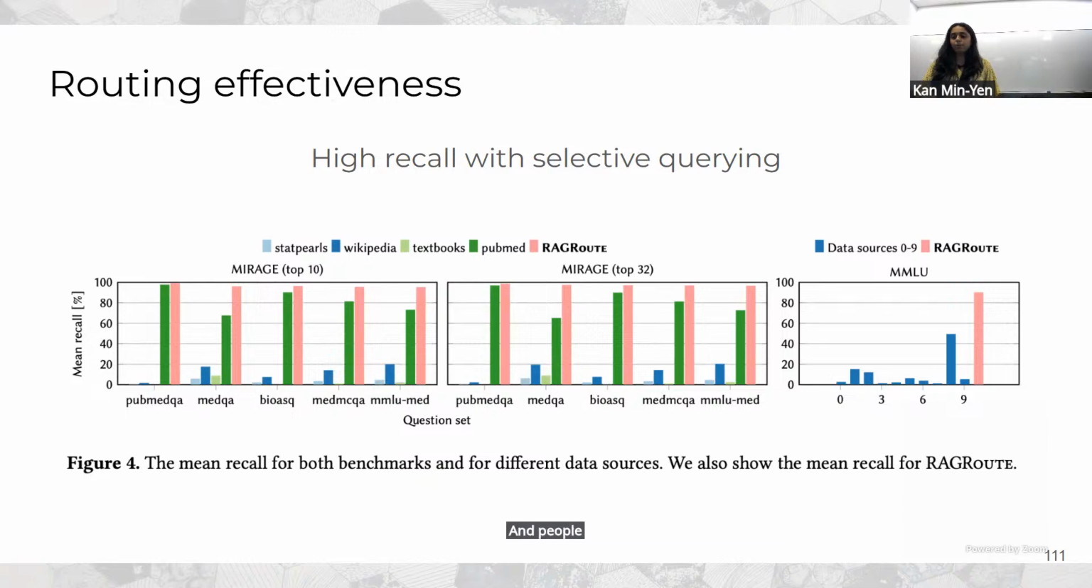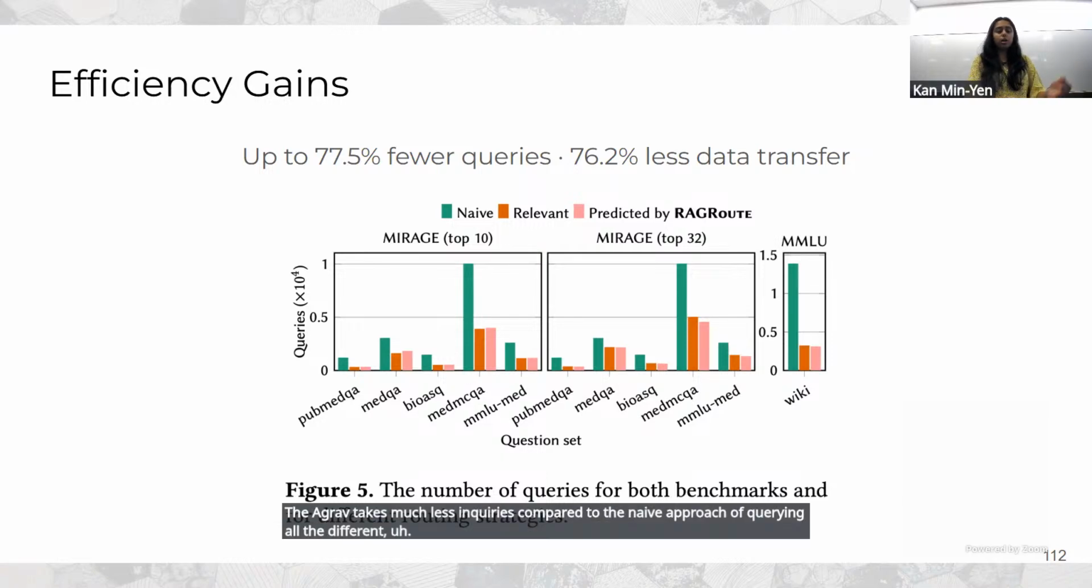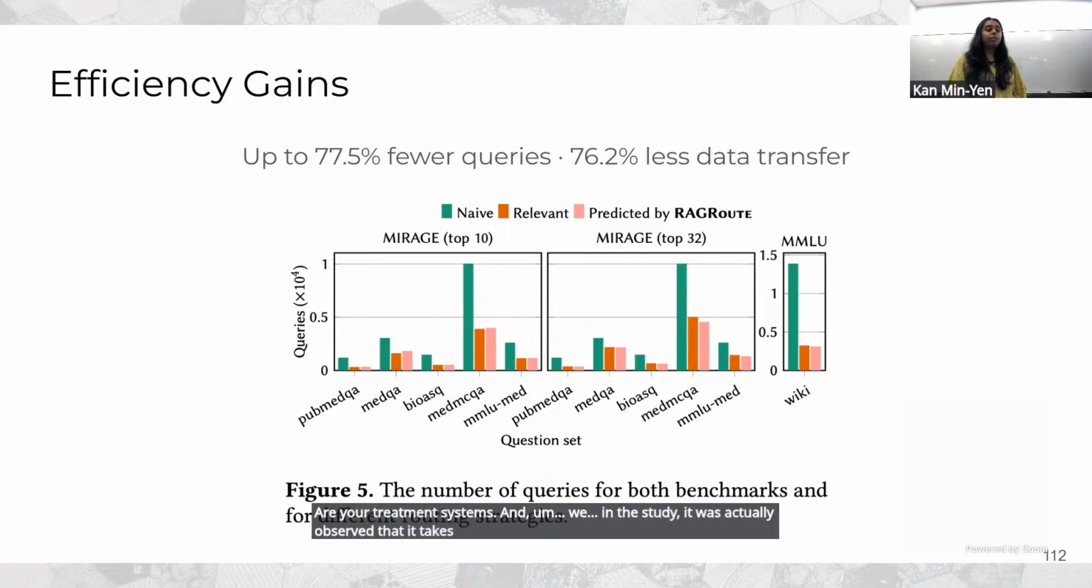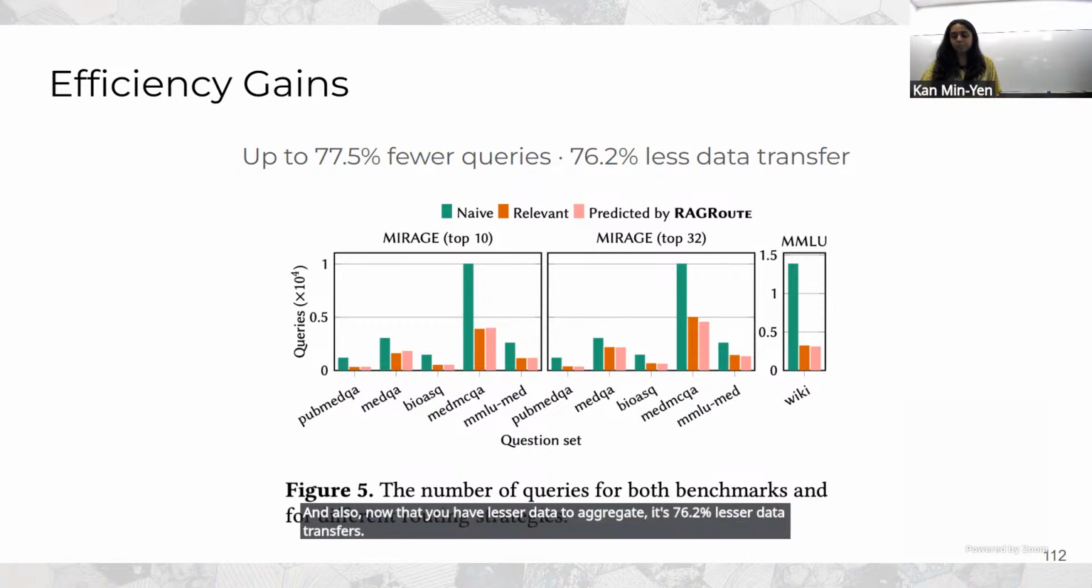And recall is computed by comparing the retrieved snippets per question against a set of relevant snippets across all the data sources to establish the graph. In terms of efficiency gains, you can also see here that RAGRoute takes much fewer queries compared to the naive approach of querying all the different corpora or retrieval systems. In the study, it was observed that it takes 77.5% fewer queries, and now that you have less data to aggregate, it's 76.2% fewer data transfers.